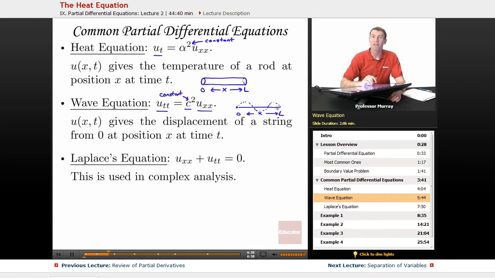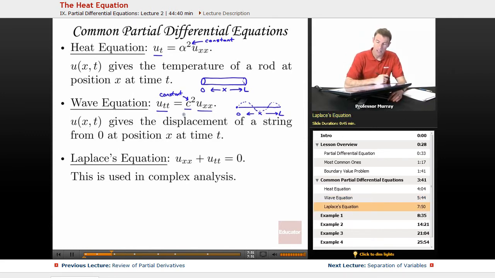The string has a particular position, a particular amount of displacement, at any given time. So this displacement depends on where you are on the string and on what time it is. And u of x,t describes the displacement of the string from 0 at time t. Now that c squared, that constant, is a factor of how elastic the string is. Of course, if the string were some completely rigid object, if it were just a metal rod, then it wouldn't vibrate at all. If the string were something very elastic, like a rubber band, for example, it's going to vibrate a lot. And so that c squared is a measure of how elastic the material in your string is.